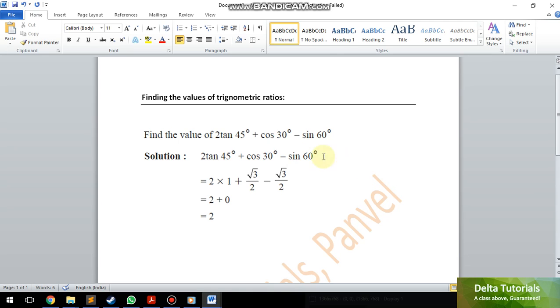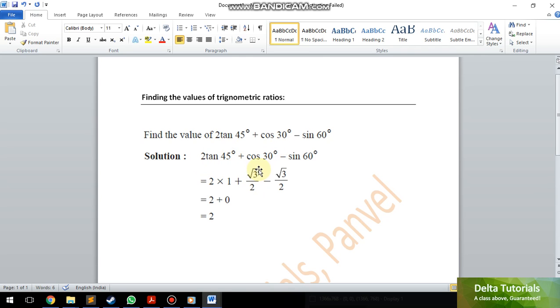To solve such kind of problem, we will just simply substitute the values of these trigonometric ratios and the angle which is associated with that trigonometric ratio. Now 2 tan 45 degree, as per the trigonometric table, the value of tan 45 degree is 1. So we have written 2 as it is into tan 45, its value is 1, so 2 into 1, this portion is over, plus cos 30.